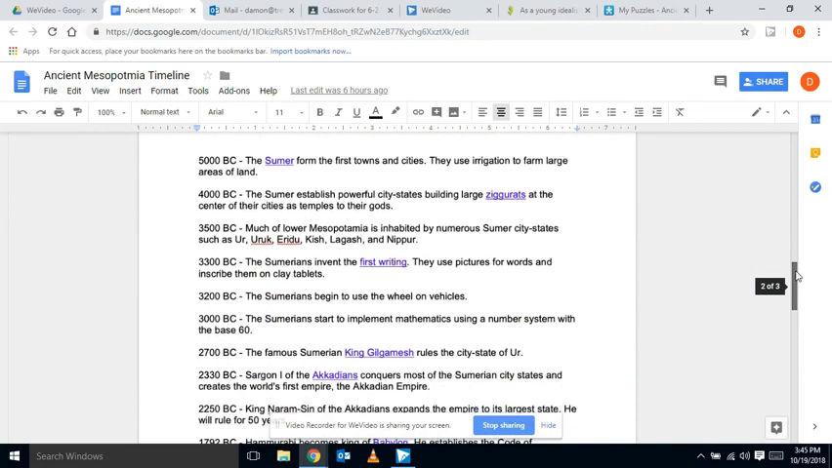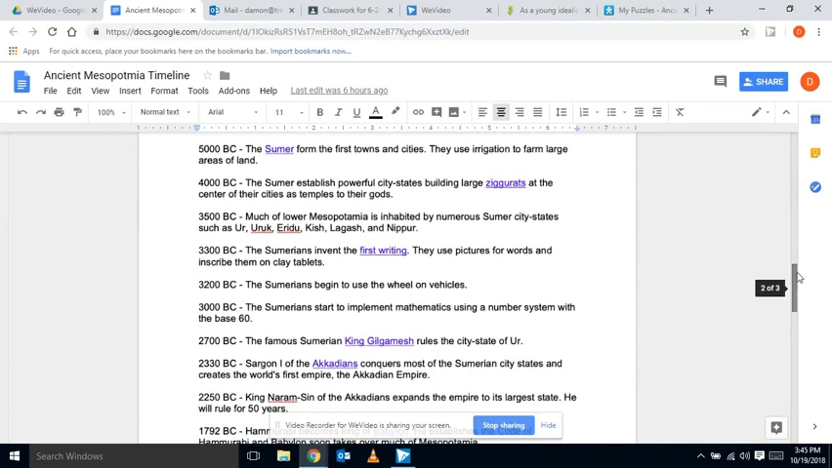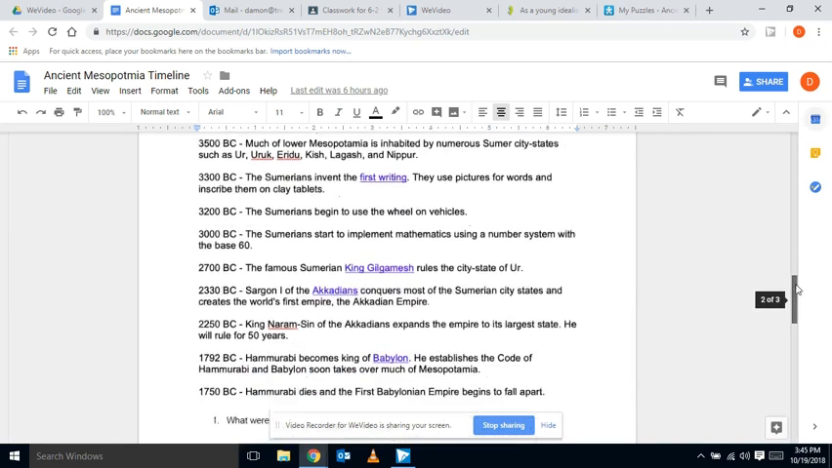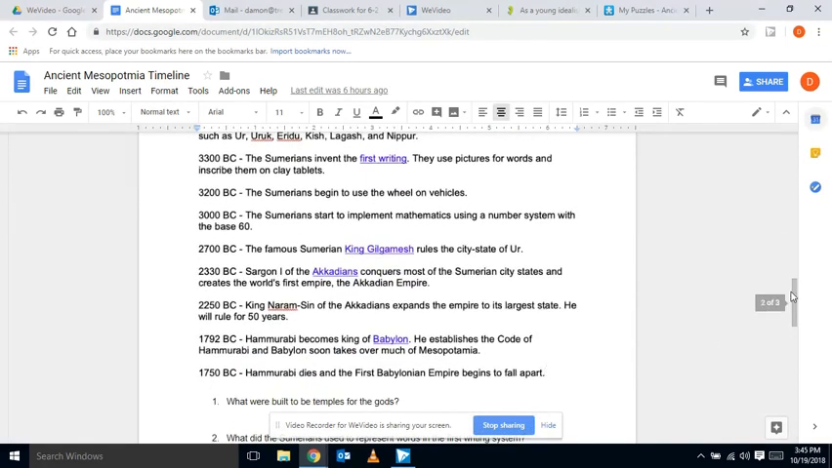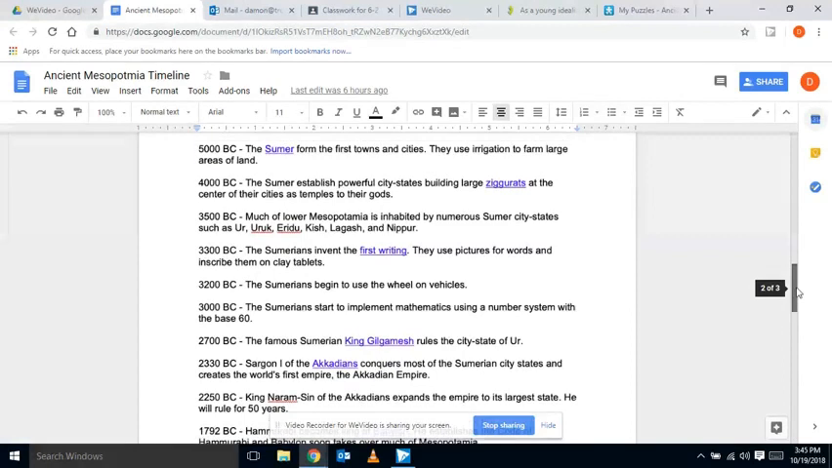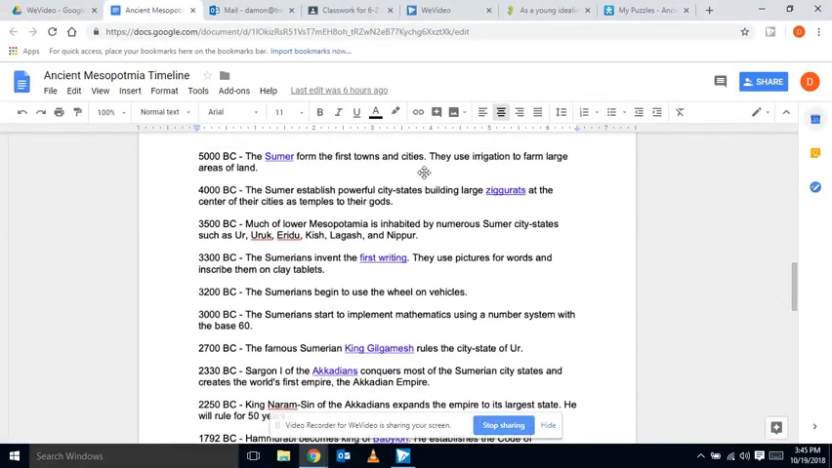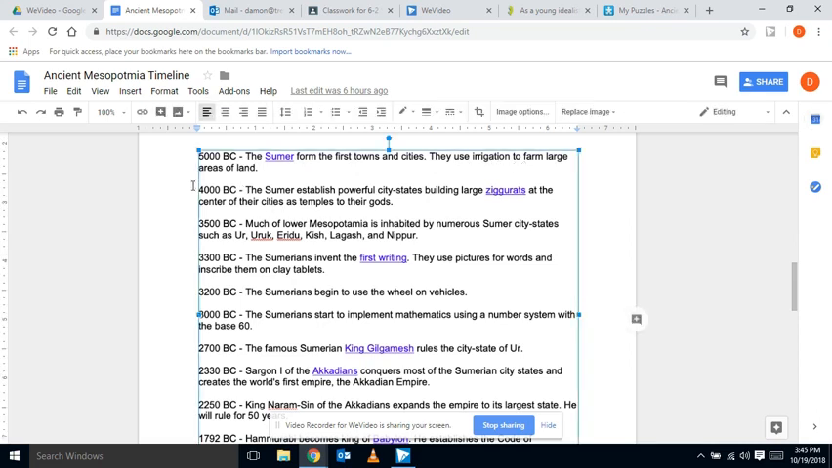The second timeline is in a little bit of a different form. This one is in an up and down form. That means what is at the top happened the longest time ago, and what is at the bottom happened most recently. And this timeline just tells you events that happened. So if I look and I see that in 5000 BC, the Sumer formed the first towns and cities. They used irrigation to farm large areas of land. And then I go down.